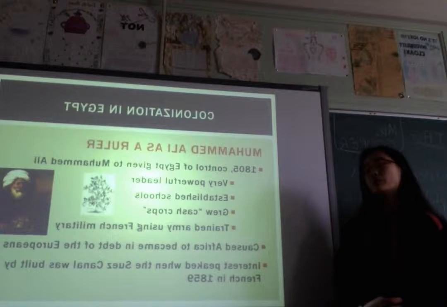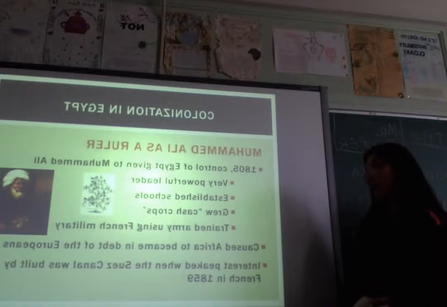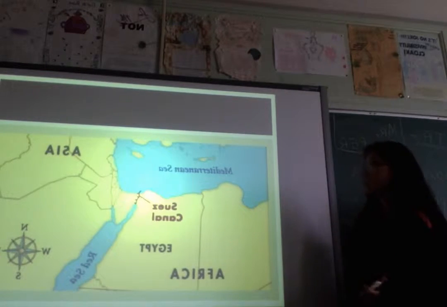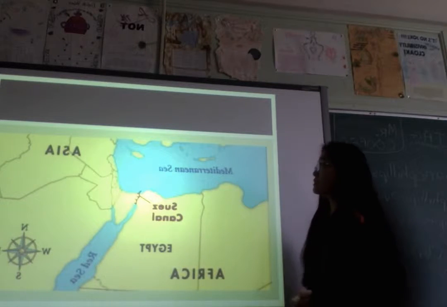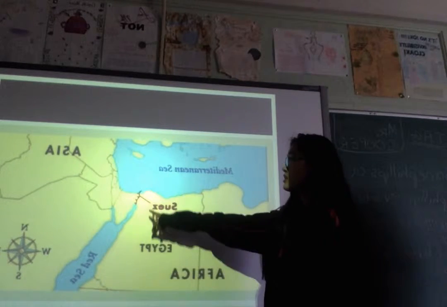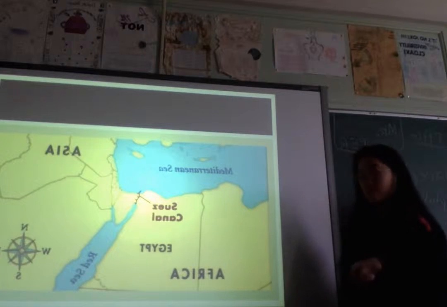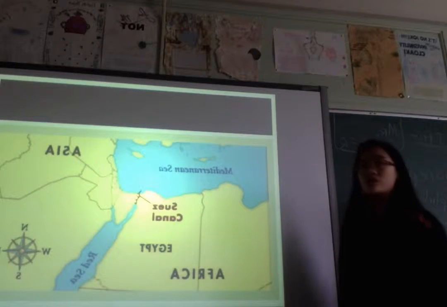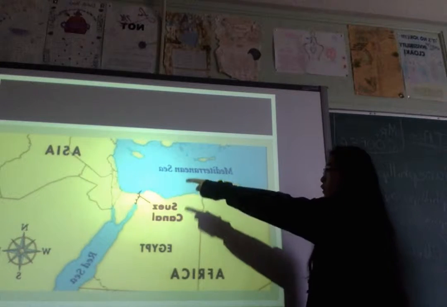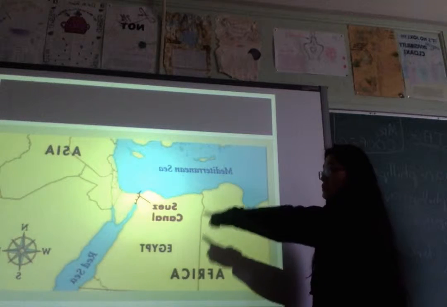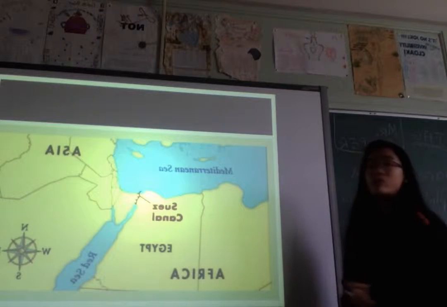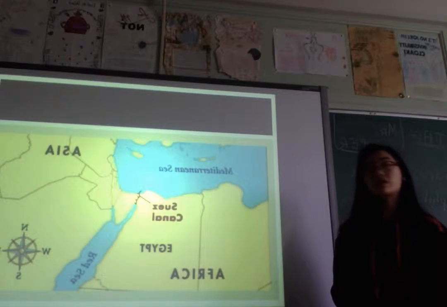But the Europeans didn't really pay any attention to Africa at the time, and they only started paying attention when the Suez Canal was built by the French in 1859. So the Suez Canal was a canal that was built to connect the Mediterranean Sea to the Red Sea, shown here on the map. The reason why the Europeans took interest in this idea is because when they were going to Asia to trade goods, instead of going all the way around Africa to get to Asia, they could go from the Mediterranean Sea to the Red Sea, which would cut their trip in half. And obviously, Muhammad Ali did not support this idea for that certain reason.